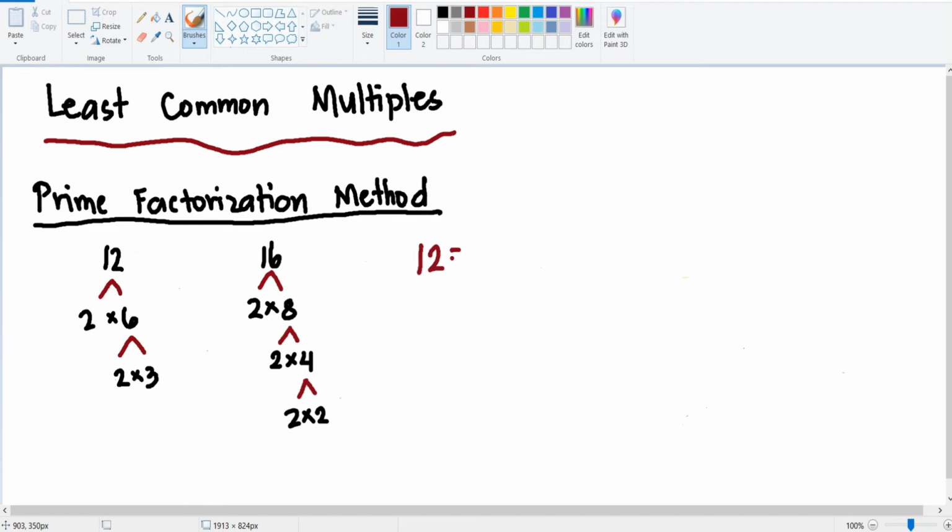So we have 12 and 16. Let's start with 12. We have 2, 2, and 3. Now let us write them beside 12. So we have 2 times 2 times 3. Now let's go with 16. We have 2, 2, another 2, and another 2. So we will write them down beside 16. So we have 2 times 2 times 2 times 2.